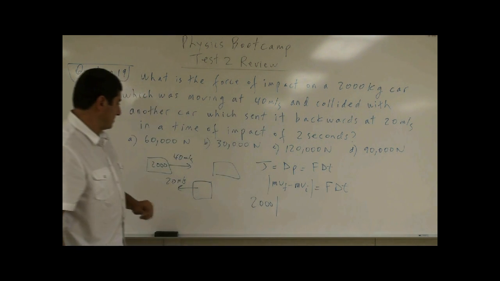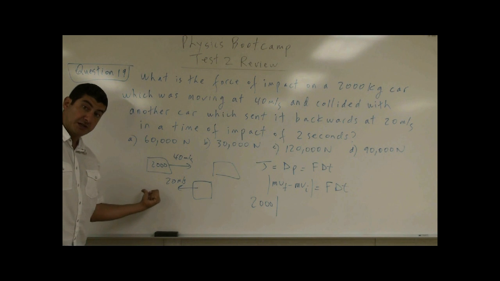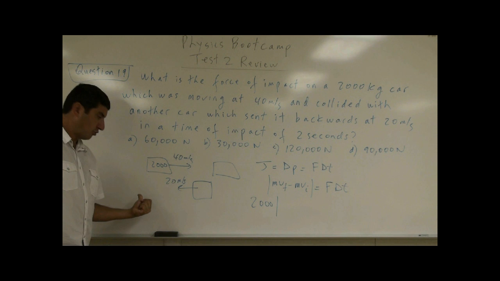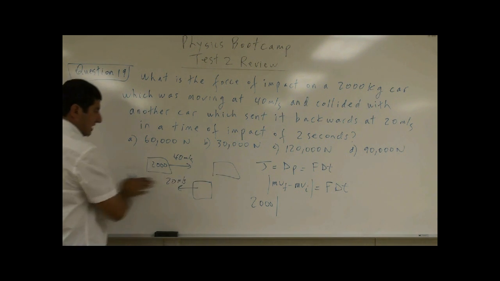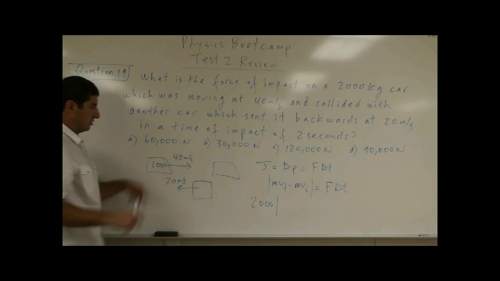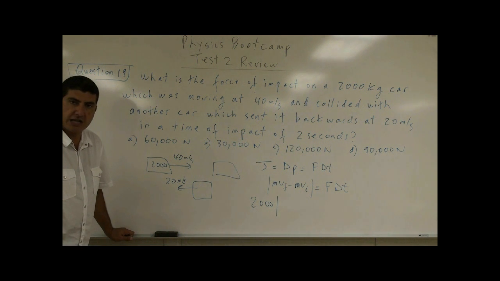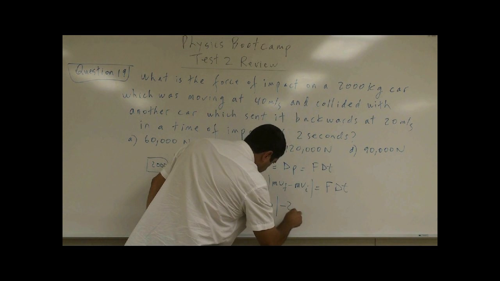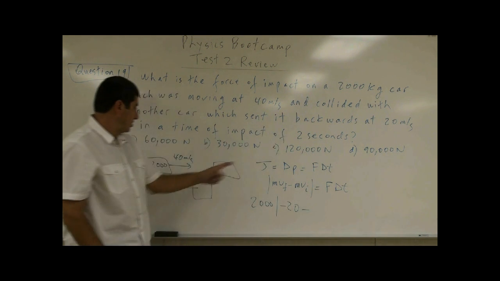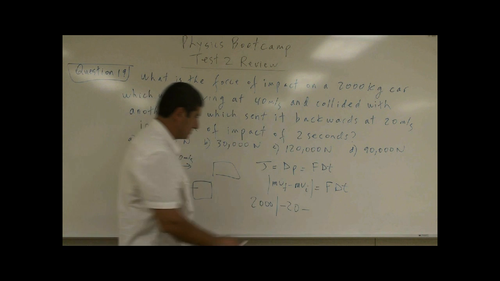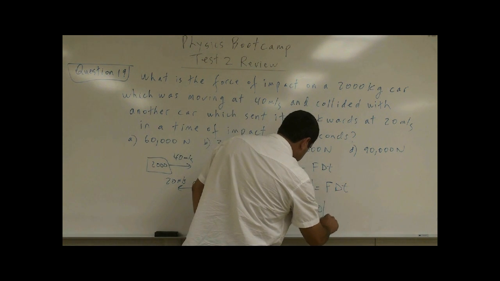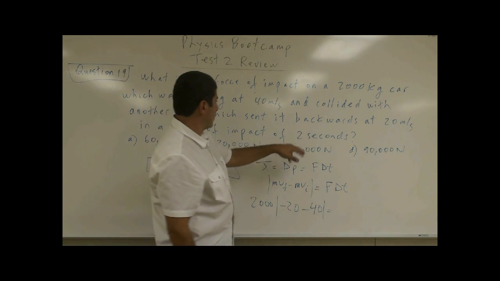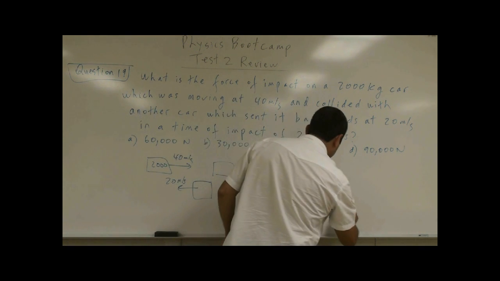Magnitude. What's my v final? Well, my v final is negative 20, since it's going to the left. Or you could say it was coming to the left and the final velocity is to the right. It doesn't really matter since we're just taking the absolute value now. So the final velocity is negative 20 minus the initial velocity of 40. And that's equal to the force of contact times the time of contact, which is 2 seconds. So F times 2.